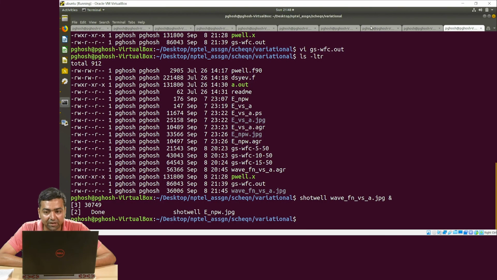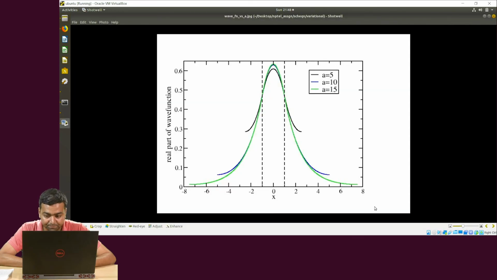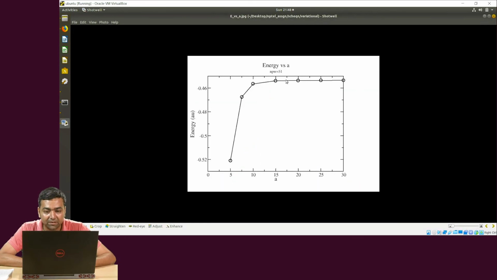And another question is, if we look into the results as a function of A, why does the energy go up? The reason the energy goes up here is because I am reducing the interaction between the periodic images, and my potential is attractive. If my potential is repulsive, then the energy will come down as I increase the separation between the actual potential and its periodic images.